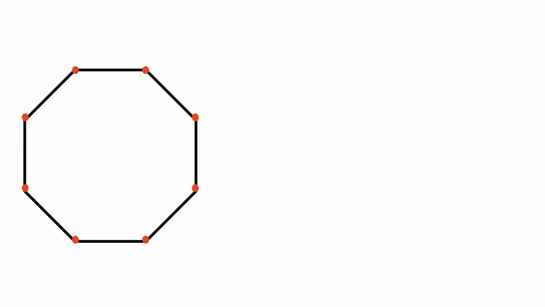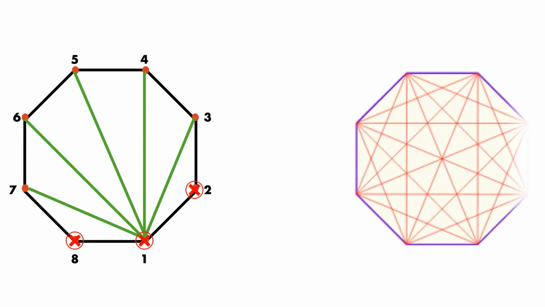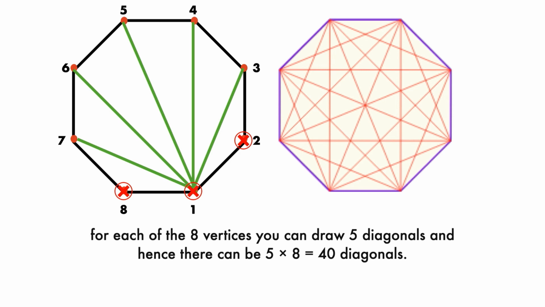Octagon is an 8-sided polygon. If you draw an octagon, select one vertex and construct each diagonal from this vertex. You will see there are 5 such diagonals. Thus, for each of the 8 vertices, you can draw 5 diagonals, and hence there can be 5 times 8, which equals 40 diagonals. But remember, each diagonal is counted twice, once from each of its ends. Thus, there are 20 diagonals in a regular octagon.